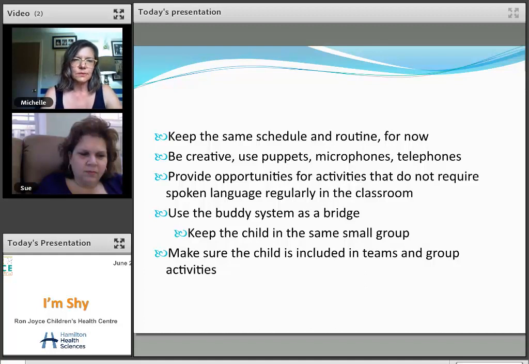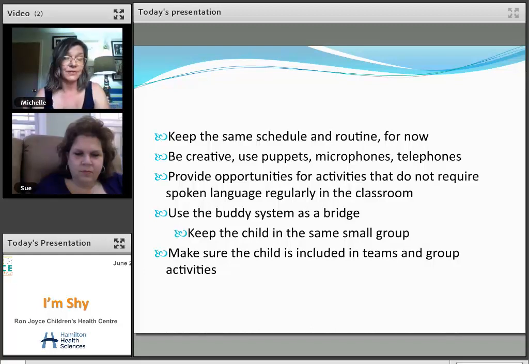Using the buddy system is really important. So when you've got a child that is willing to talk to someone or would go to soccer if they had a friend, maybe not soccer because it's pretty loud, would go to art class because their friend is going or their sibling is going, that is the bridge, right? So that child they're willing to talk to, they will talk to in a different environment. And eventually they'll start talking.